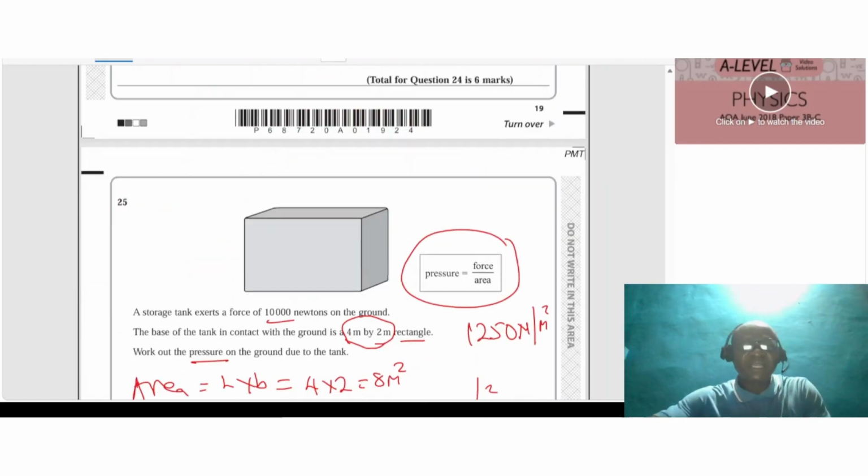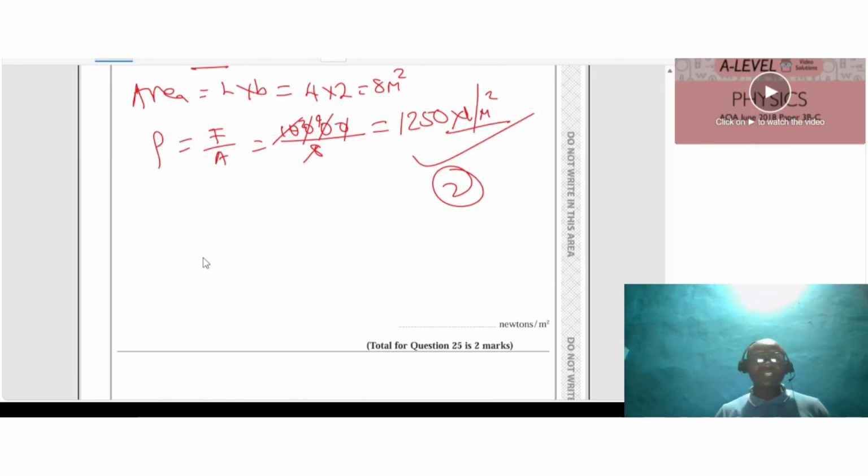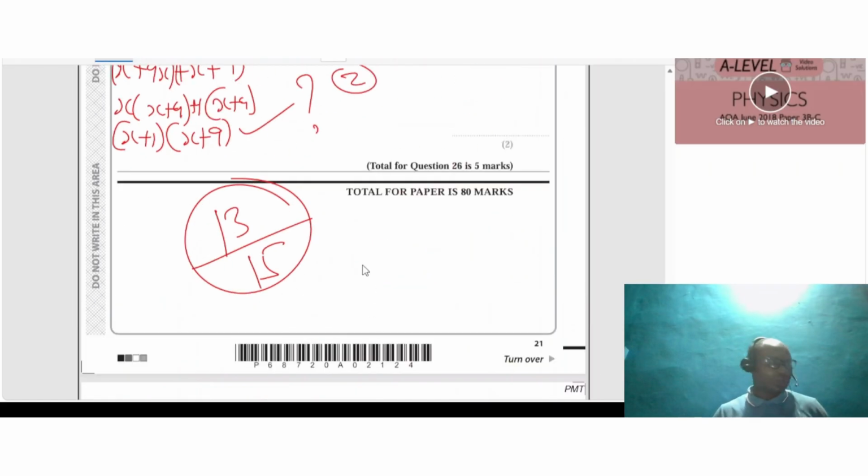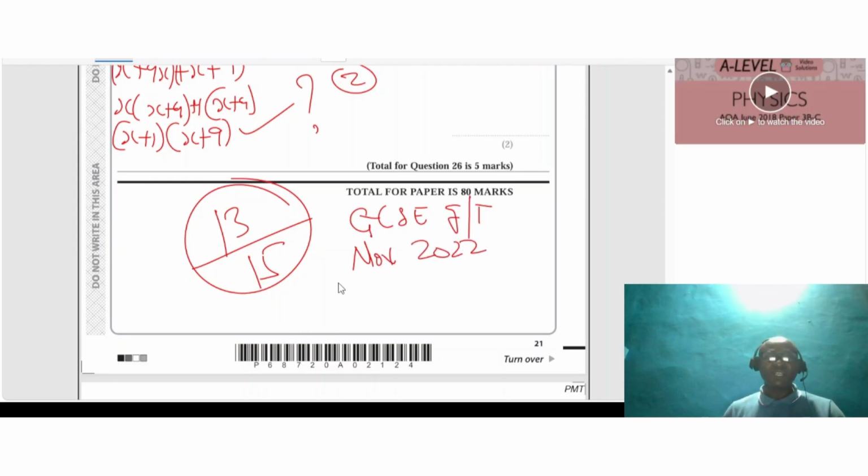You started from number 23. So 13 is correct. So if you put that in percentage, that is 13 over 15. Okay, that is going to give us about 87%. That is 86.6. So tonight on this part, completing this year, GCSE Foundation Tier, November 2022, completing it, this is going to give us approximately 87%.